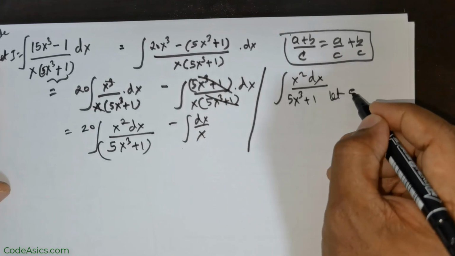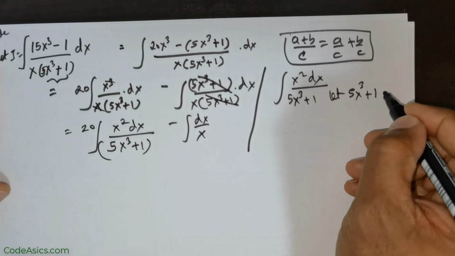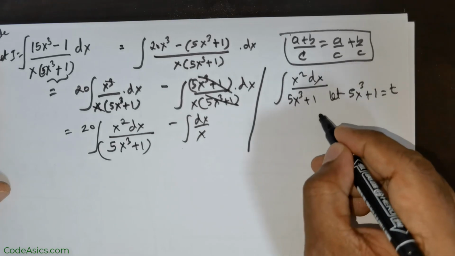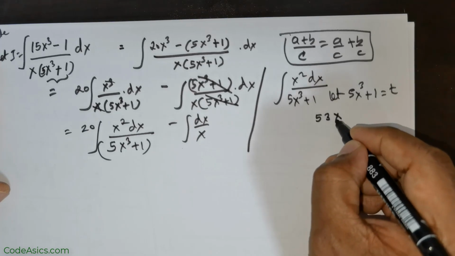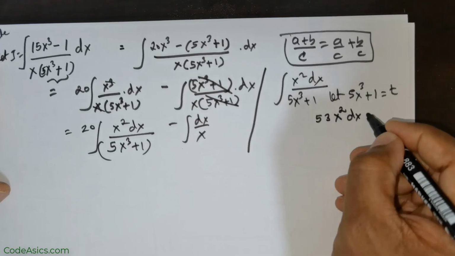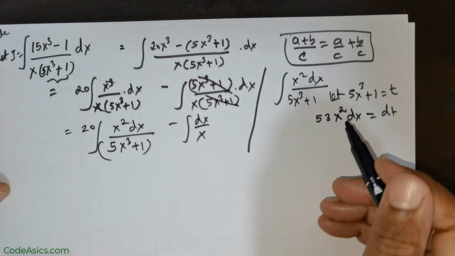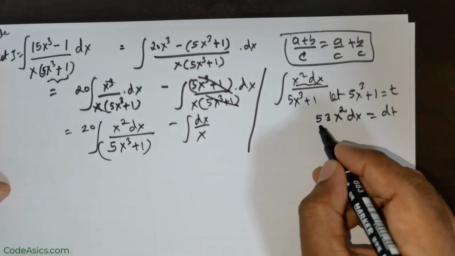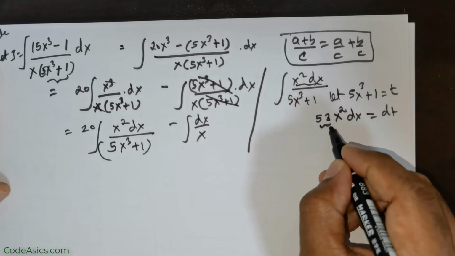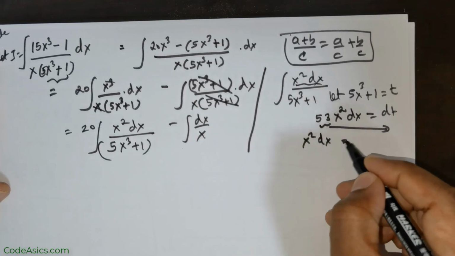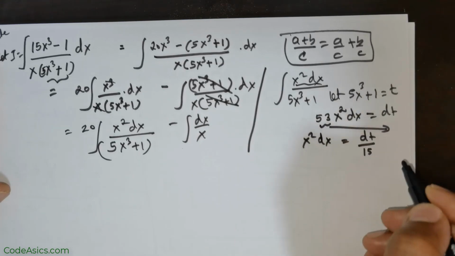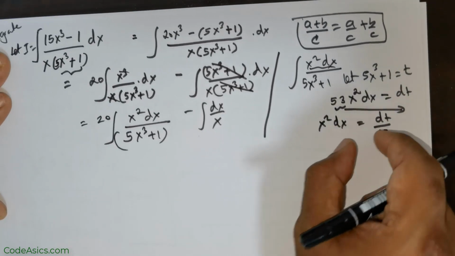So I'm going to let 5x to the power of 3 + 1 be equal to some t. If you differentiate this, it is going to be 5 times 3 times x to the power of 2 times dx equal to dt. I've got only x squared dx, so you move this 5 times 3, 15, to the right side. So x squared times dx is equal to dt over 15.